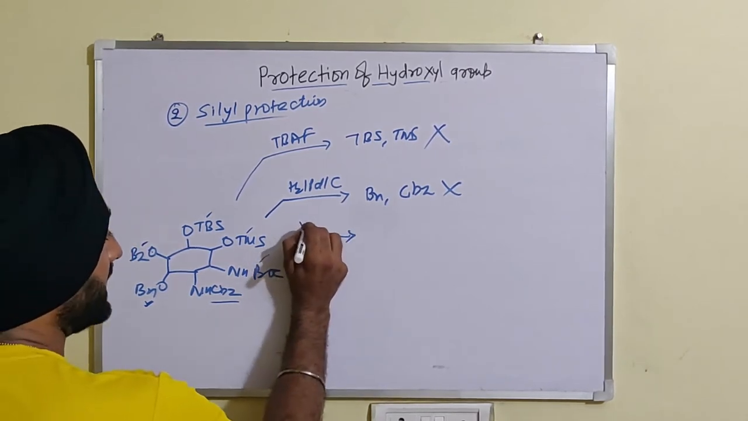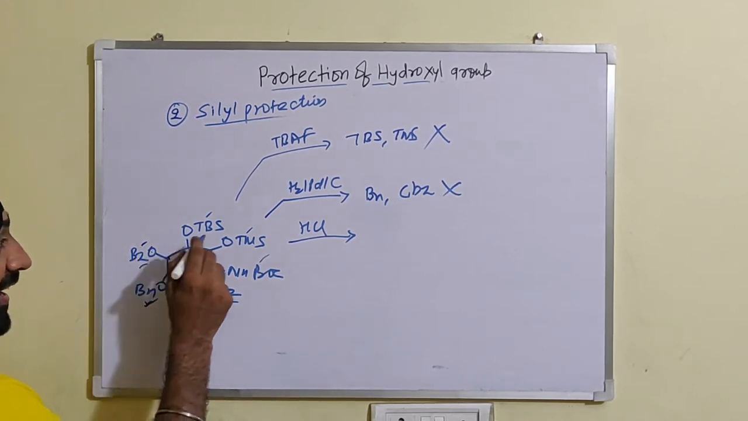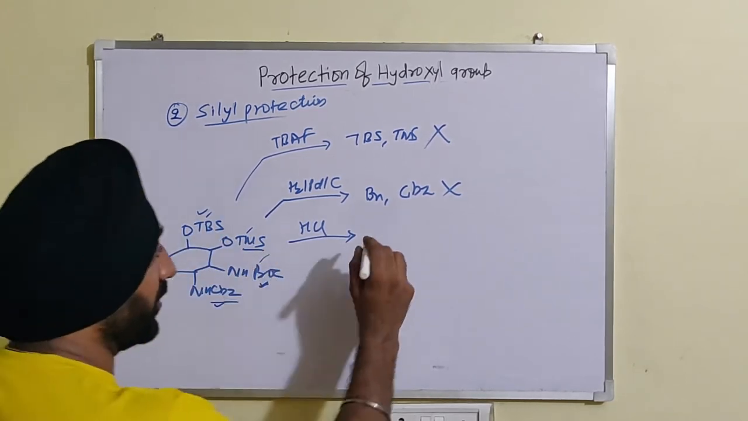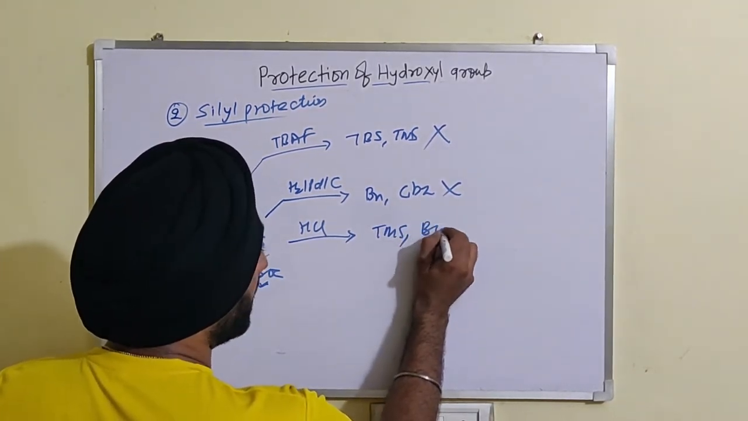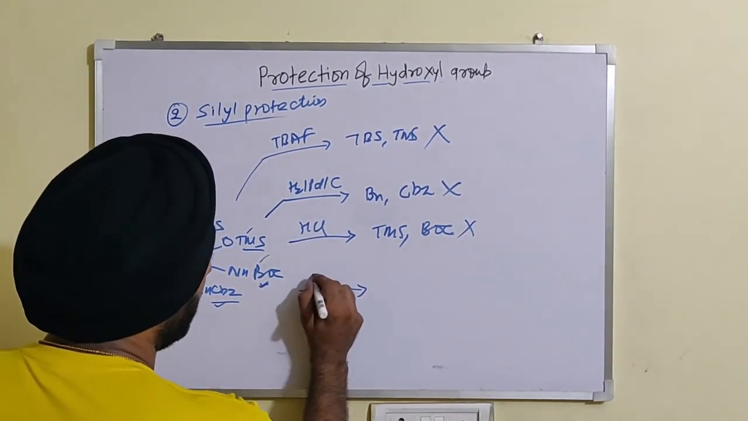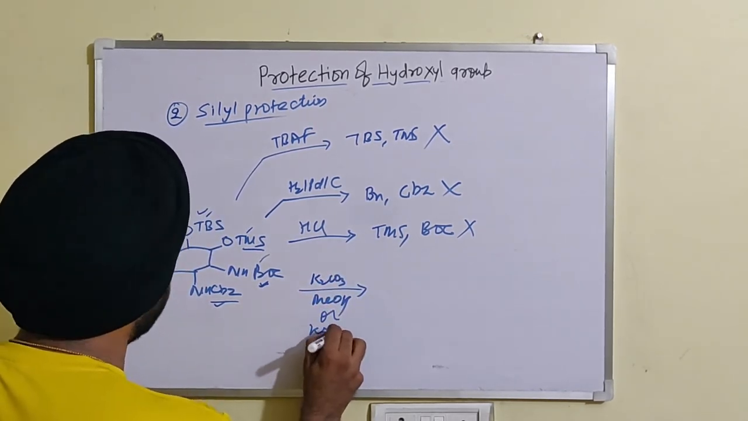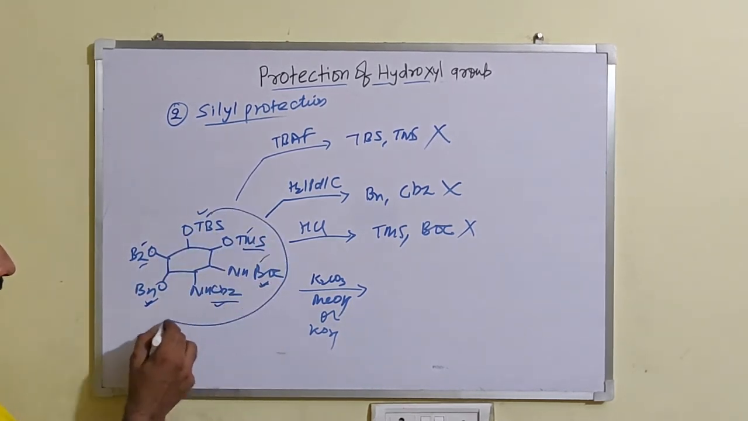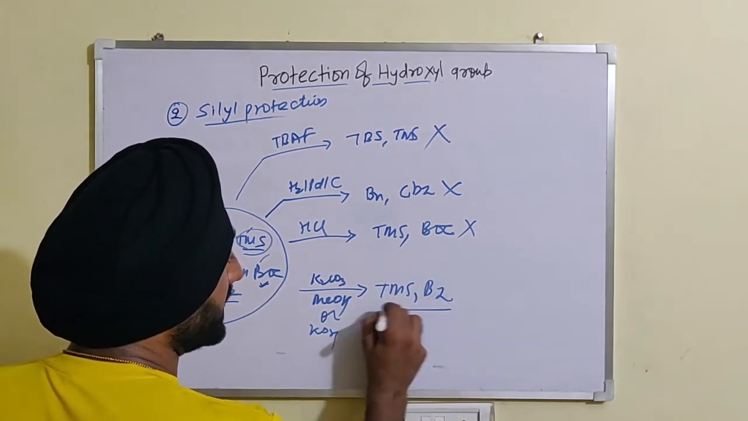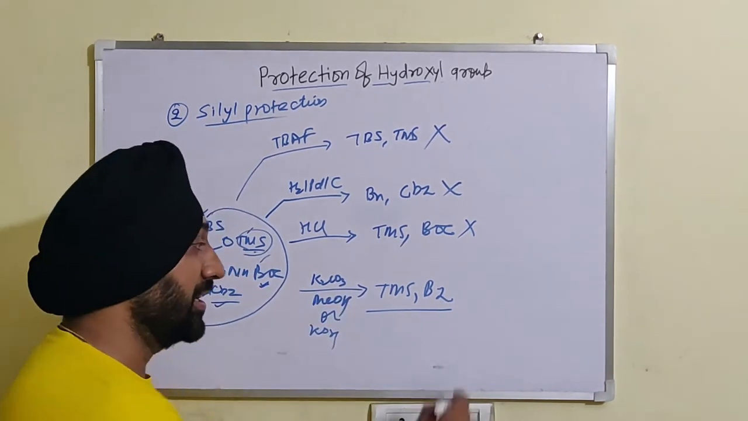Now look at this, HCl. What I said is that under HCl condition, this is fine, this is fine, TBS is fine, but BOC is going to go. And apart from that, TMS is also going to go. So TMS and BOC. We have to understand which group is stable under which condition. Now potassium carbonate in methanol, or a base like KOH if I use, all of them are quite fine except TMS and benzoyl. Benzoyl is the ester protecting group and TMS is the silyl group, which can be easily cleaved under basic condition.